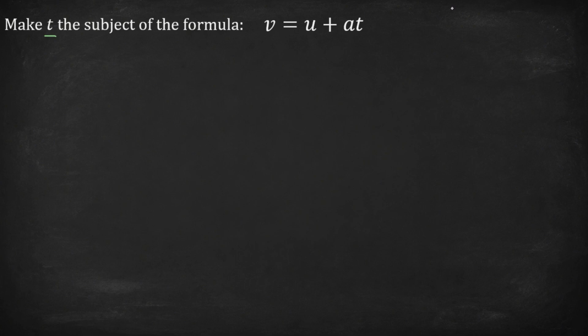Before we start, let's use BODMAS to identify in which order the operations are being applied to t. First, the t is multiplied by a. Now you can write a times t or t times a. It means exactly the same thing. So that is the first operation. Next, the u is being added. Okay, that's the second one. Now let's have a look. This u is positive, so I'm going to add a positive sign here.